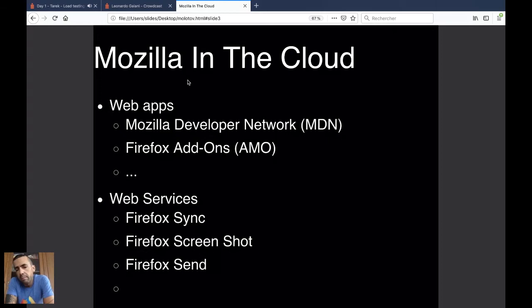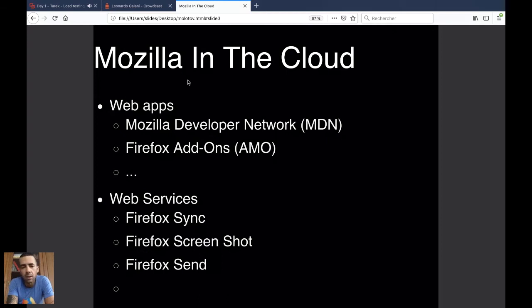And then we have many web services. So if you use Firefox and you're synchronizing your bookmarks, there is a Python web service called Firefox Sync, which is basically going to synchronize your bookmarks. So when you add a bookmark on your desktop, it's going to appear on your phone and vice versa. There are also other services like Screenshots, and many others.